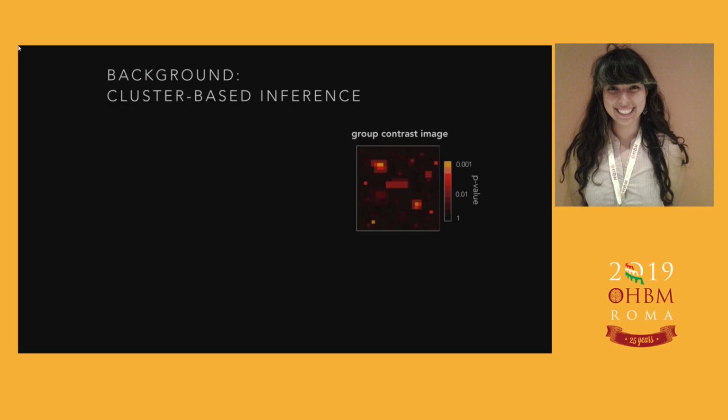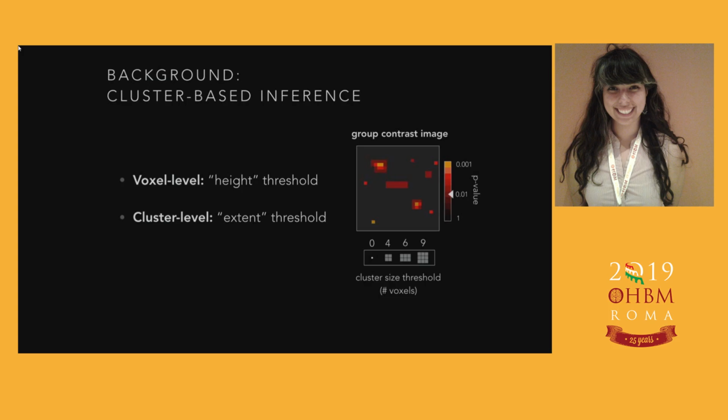So we might start with a voxel level threshold, in this case a p-value threshold, and I'm going to set it here at 0.01. And then we apply a cluster level threshold. That's the amount of contiguous voxels that are all next to each other. So right now I'm letting everything through. If I let 4 through, you can see the individual voxels disappear. 6, and then 9, we just have a couple large clusters left.